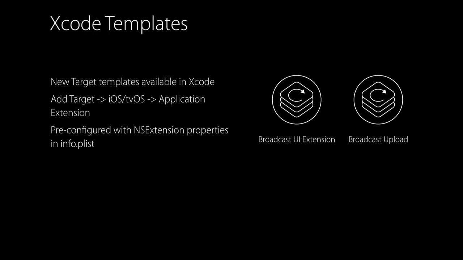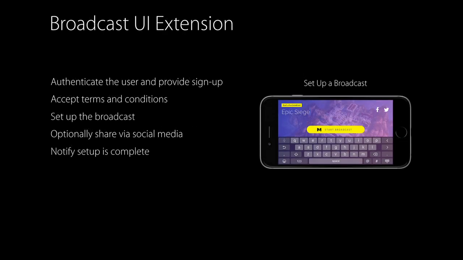Let's take a look at the two new extensions that a broadcast service needs to implement, starting with the broadcast UI extension. The UI extension has a few key responsibilities. First, it's responsible for authenticating the user and providing sign-up if the user is not yet registered. Ideally, this should all be done within the extension so that the user's experience is not interrupted, but it's also perfectly acceptable to link out to the parent application as long as the user has a way to be redirected back to the game. During sign-up, it's also required that the user be shown terms and conditions for using the service and be provided the ability to accept or decline those terms and conditions.